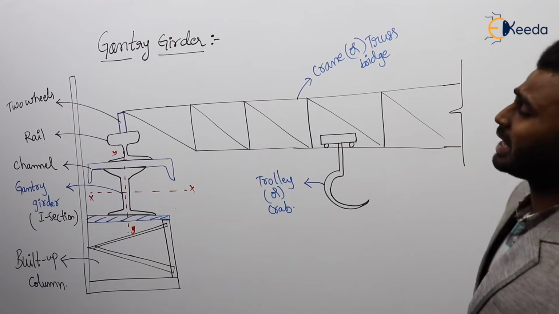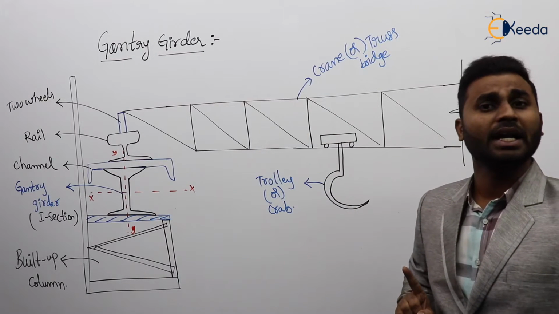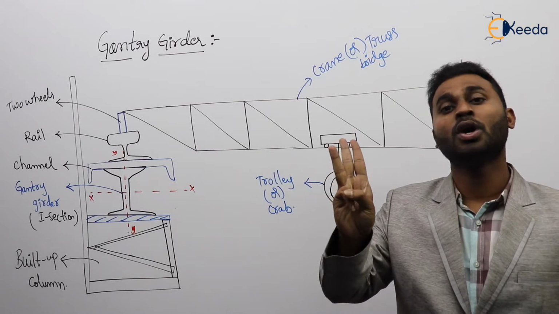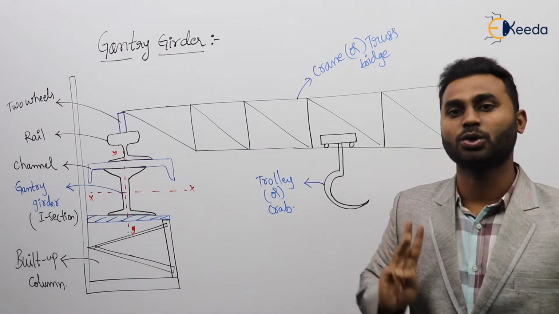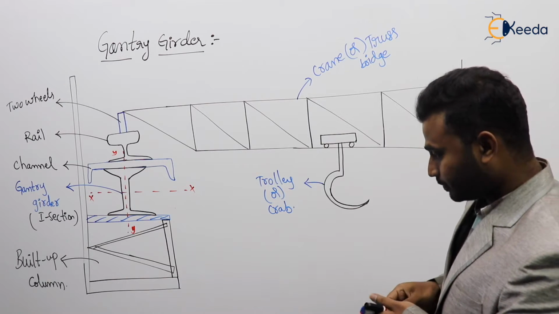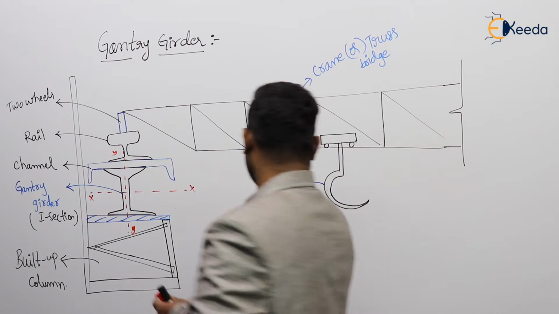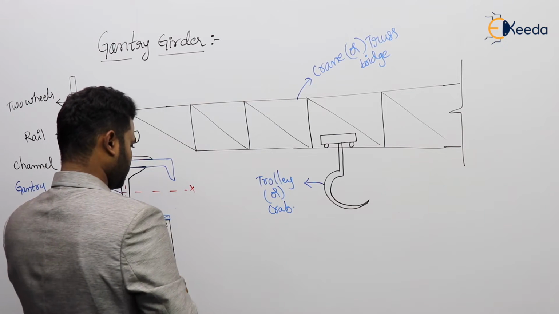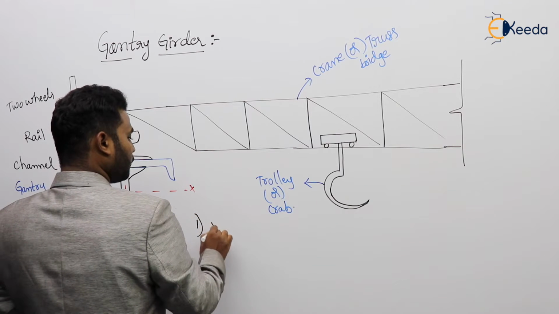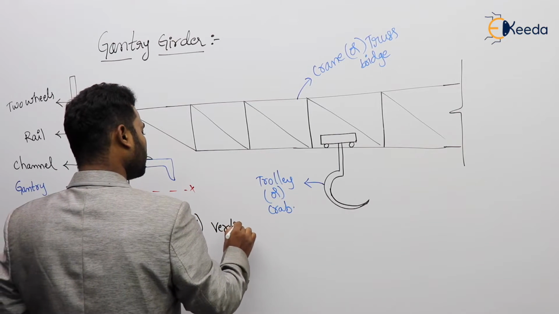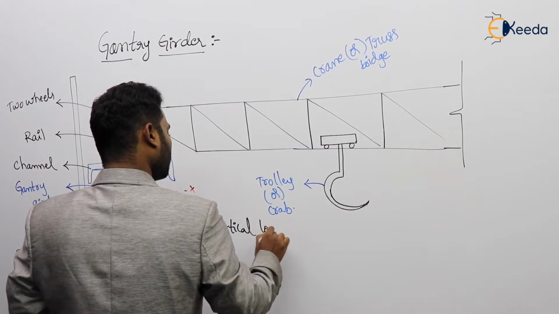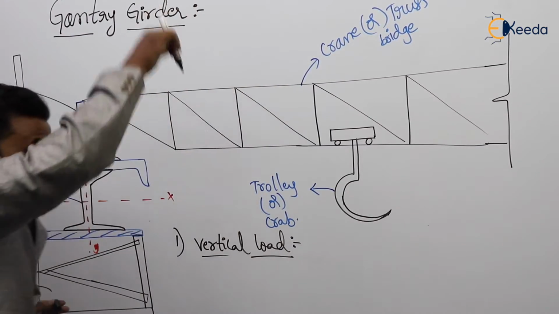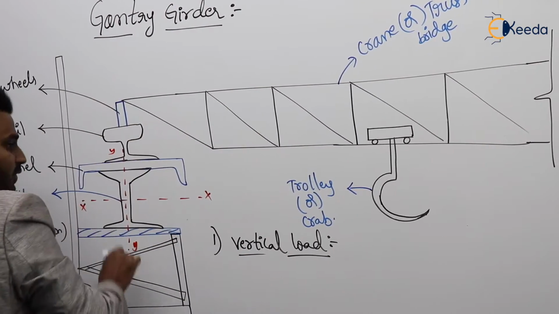If you observe the types of loads on the gantry girder, it is subjected to three types of loads, or you can say it's subjected to load on all three axes. What are those loads? Let us see. First I am going to write vertical load. Vertical load means in this direction.